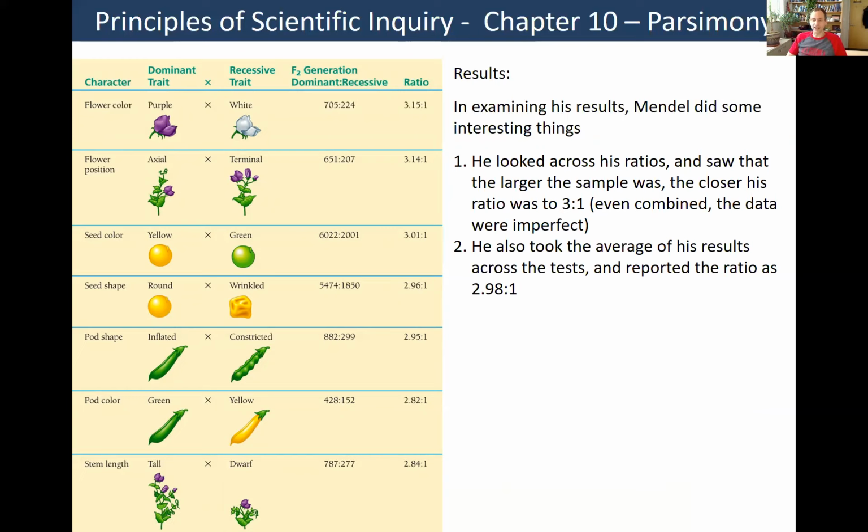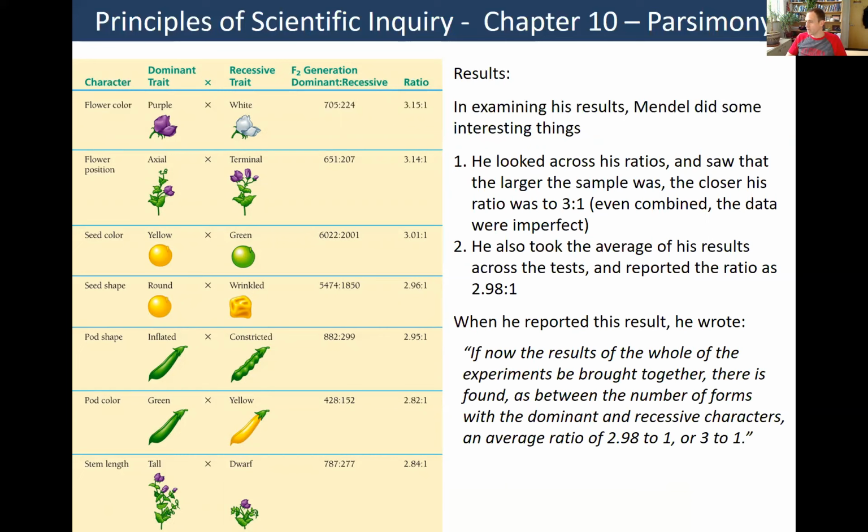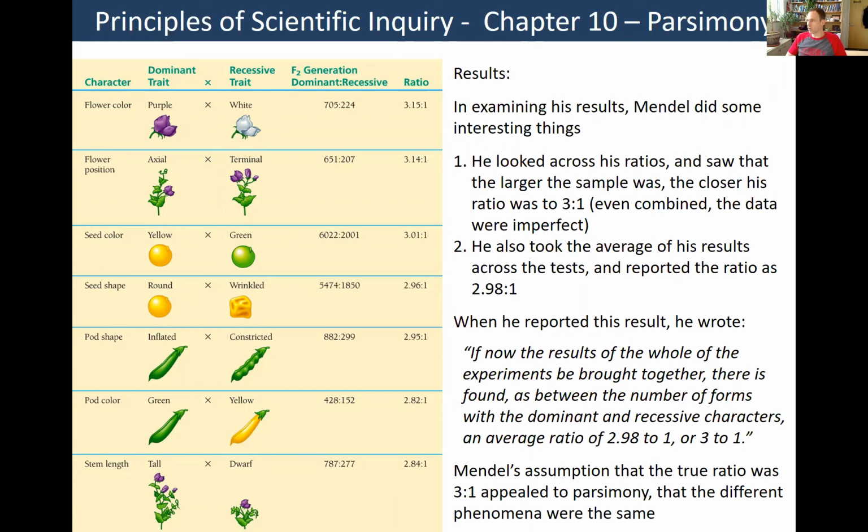The data weren't perfect. Even if he added all these ratios up, or took the average across all the results, the reported ratio was 2.98 to 1. When he reported his result, though, he wrote something very specific. He wrote, "If now the results of the whole of the experiments be brought together, there is found, as between the number of forms with a dominant and recessive characters, an average ratio of 2.98 to 1, or 3 to 1."